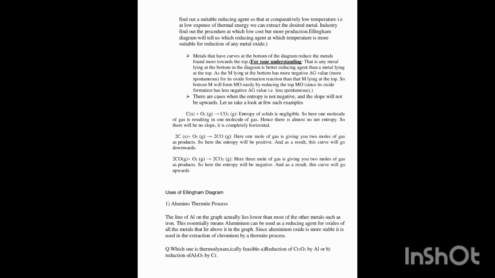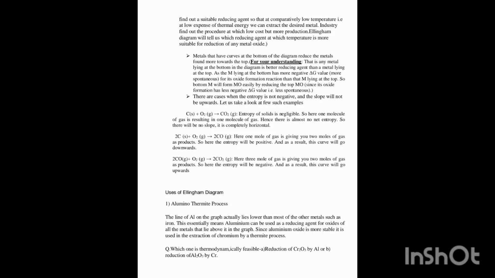2C plus O2 gives 2CO. Here 1 mole of gas is giving you 2 moles of gas as product. So here the entropy change will be positive and as a result, this curve will go downwards. 2CO plus O2 gives 2CO2. Here 3 moles of gas are giving you 2 moles of gas as product. So here the entropy change will be negative and as a result, this curve will go upwards.